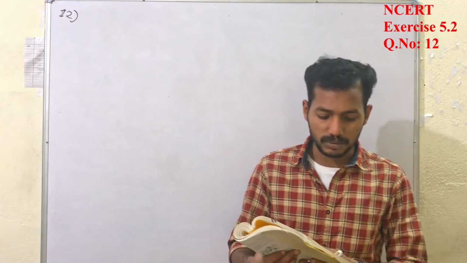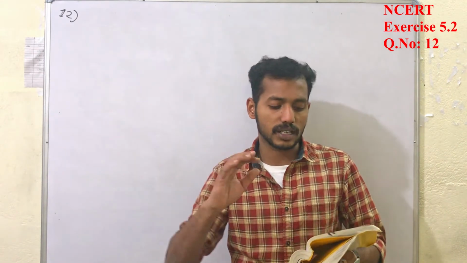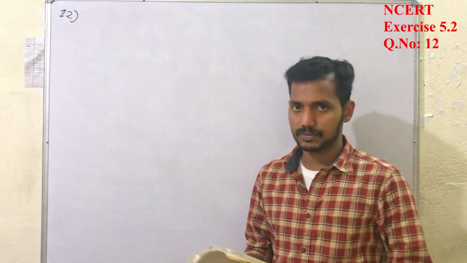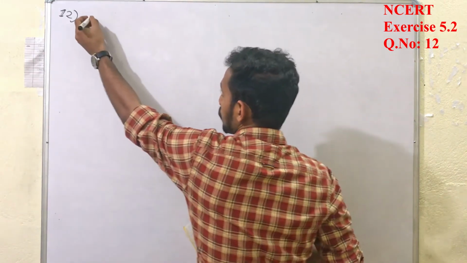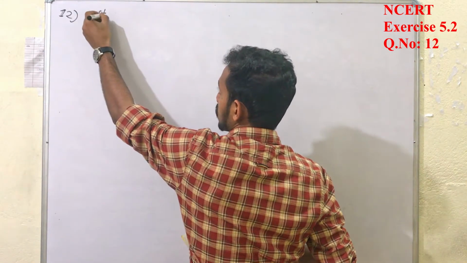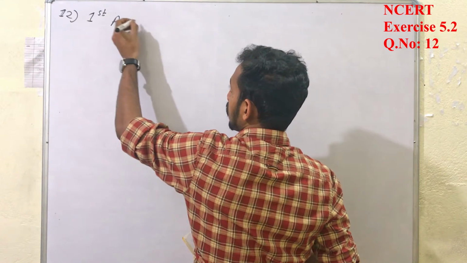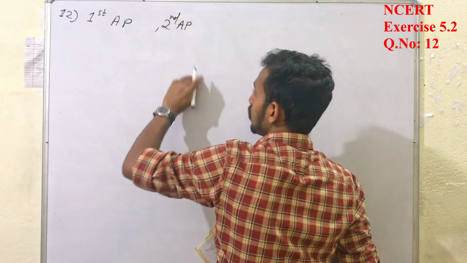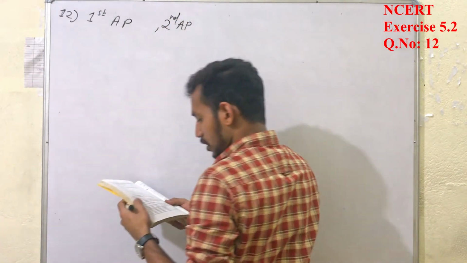Next I am taking question number 12. Two APs have the same common difference. The difference between their 100th terms is 100. Two APs have the same common difference. So here, first AP and second AP.